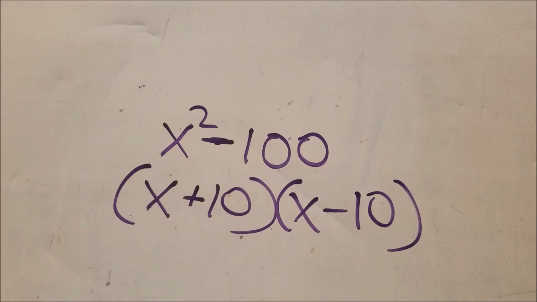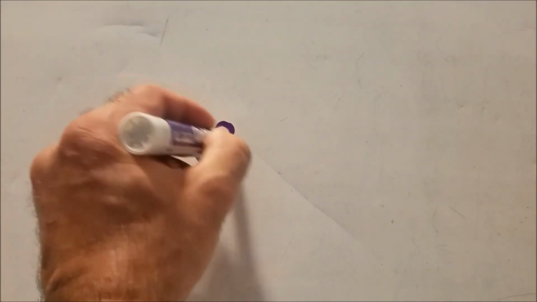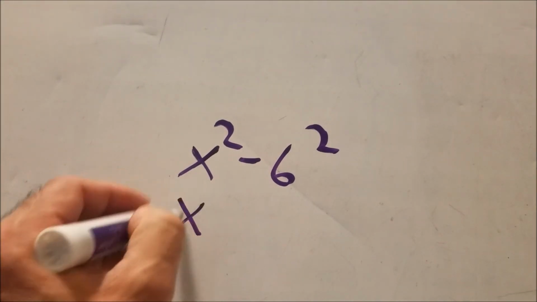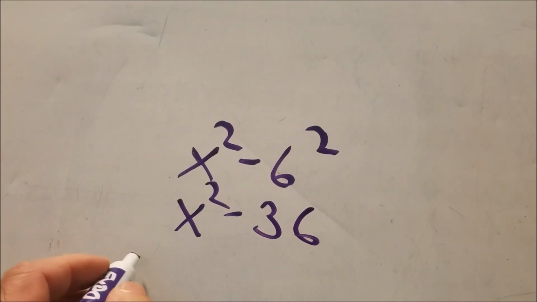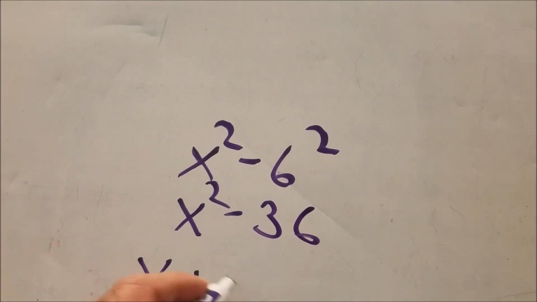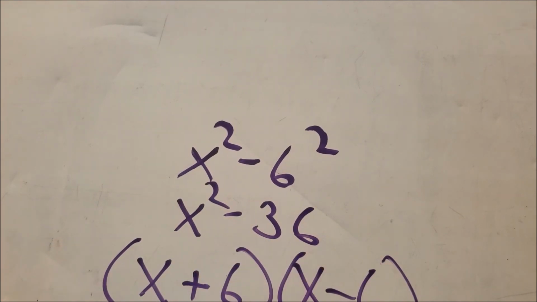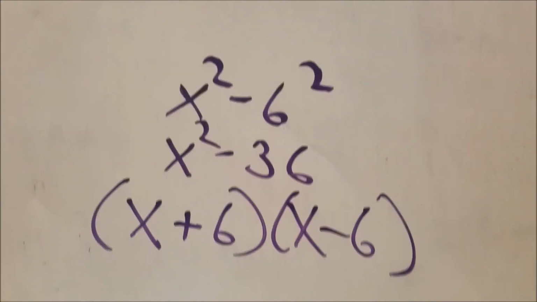Both perfect squares, right? The difference of two squares have to be perfect squares. So if I did, let's say, x squared minus 6 squared. Well, we know 6 squared is 36, right? This will just become x squared minus 36. And these are the difference of two squares. Again, it'd be x plus 6, and it'll be x minus 6. Right? Let me bring that down so you see it.